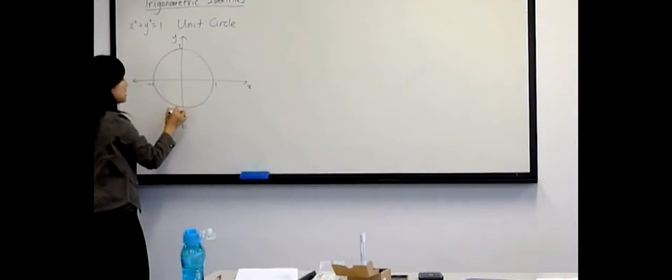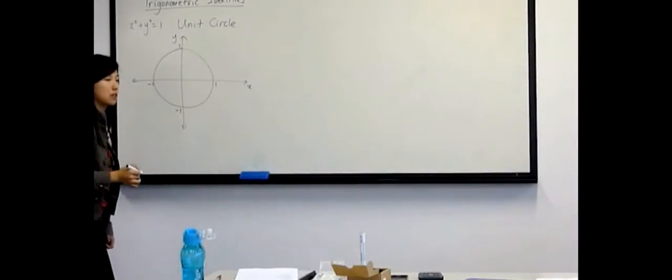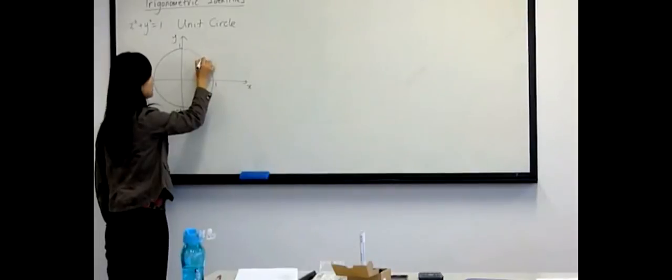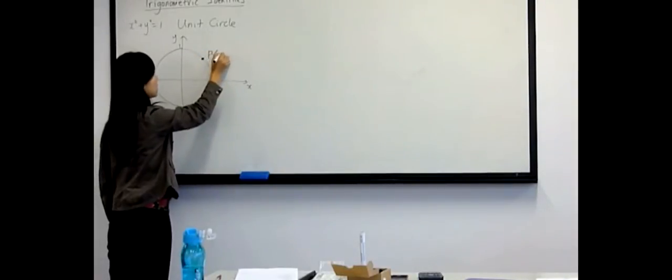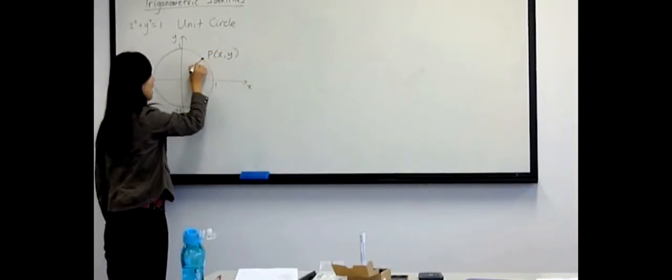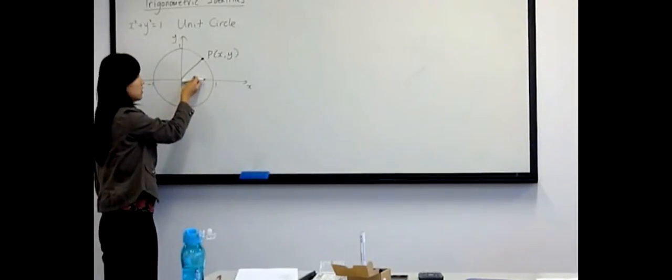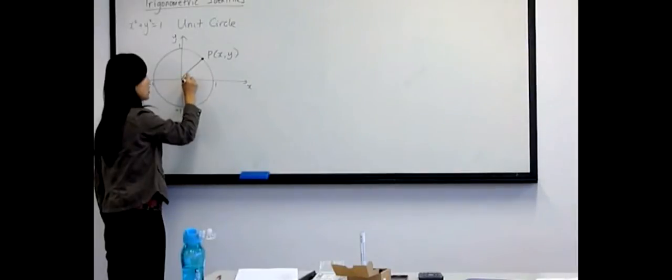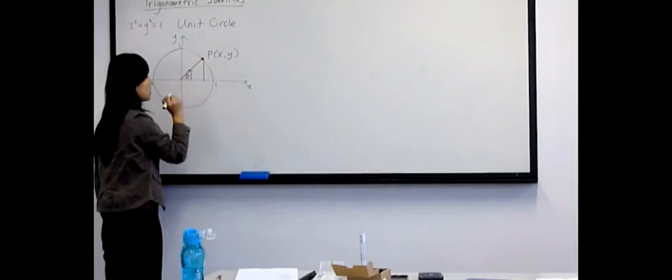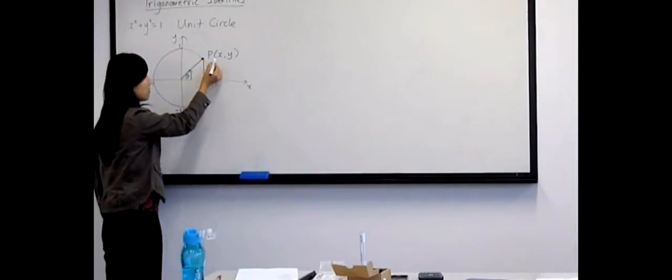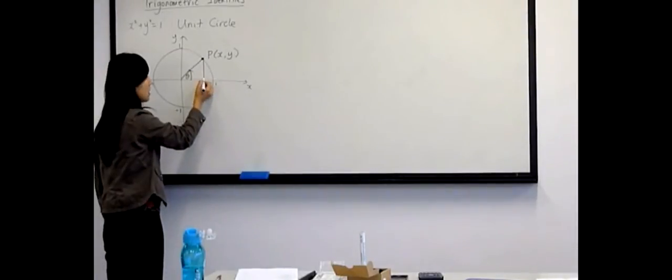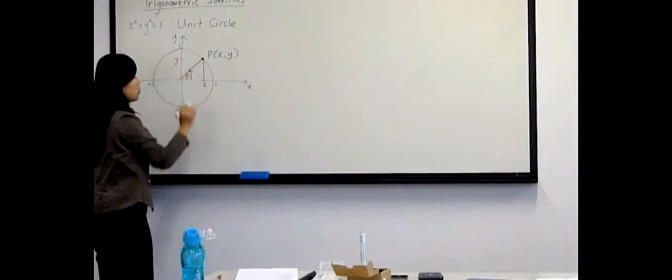Because the radius will be 1 unit. So let's say we have a point here. Let's call it x, y. And remember how we measure angle is always from the x-axis in the anti-clockwise direction. So let's have a look at this point. That would be the x-coordinate, and then this part would be the y-coordinate. Okay?